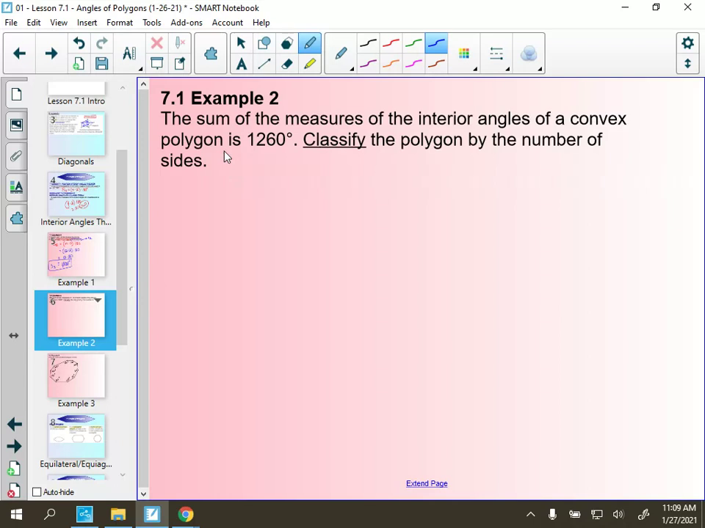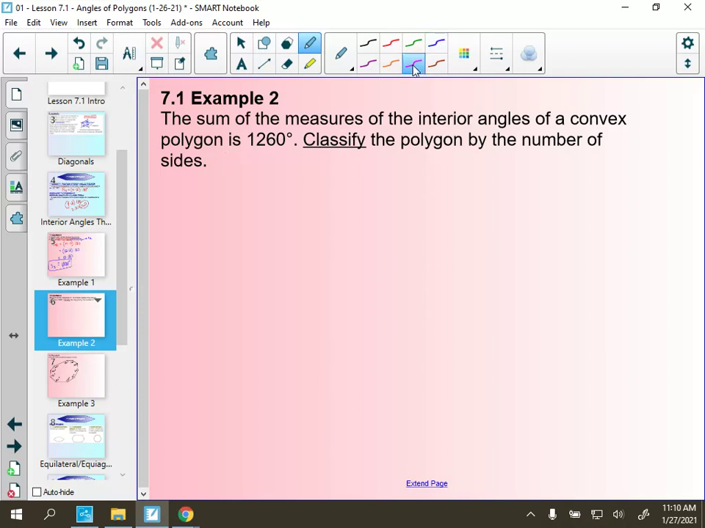So again, read it yourself first, pause it, try it, and then come back here and check the solution, which is right here. It's telling us the sum of the measures of interior angles of a convex polygon. It's a lot of setup, a lot of verbiage, but it's all saying the same thing: the sum of the measures of interior angles of a convex polygon is 1,260 degrees. It's asking us to classify the polygon by the number of sides. So it's a true reverse of the problem that we just looked at.